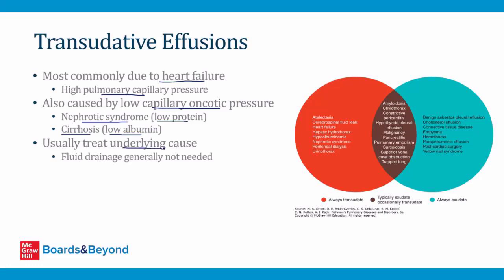Usually you do not need to put a catheter into the pleural space and drain the fluid, because if you simply treat the heart failure, for example, with loop diuretics, or you treat these conditions and improve the protein levels, then the effusion will resolve on its own without need to stick a needle into the patient's chest and drain the fluid.